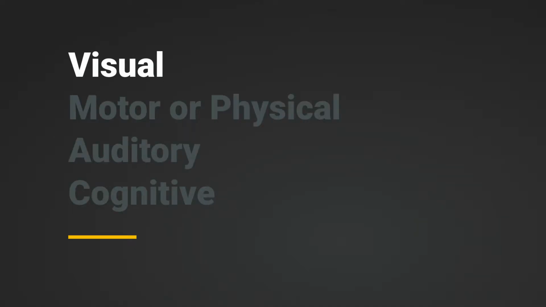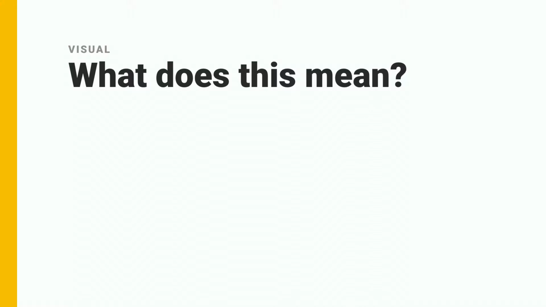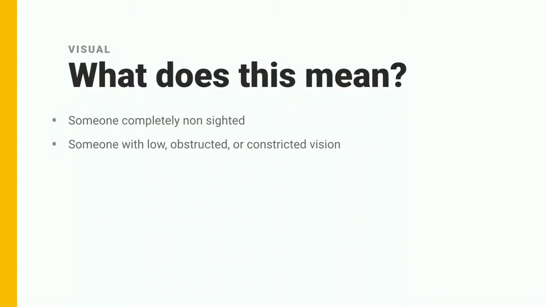First, we'll talk about visual impairments. And again, when you hear this, a lot of times people just think completely non-sighted. There's actually a lot more to it. So what does it mean when I talk about visual impairments? It could be someone completely non-sighted. It could be someone with low, obstructed, or constricted vision, kind of like a tunnel vision kind of issue going on. It could be someone like my father who's colorblind, or even each of our aging grandparents.